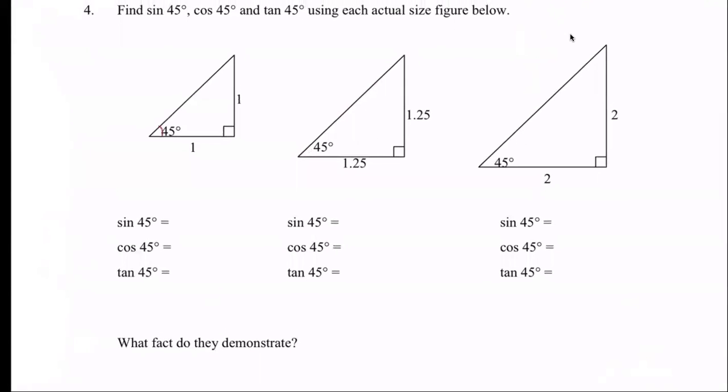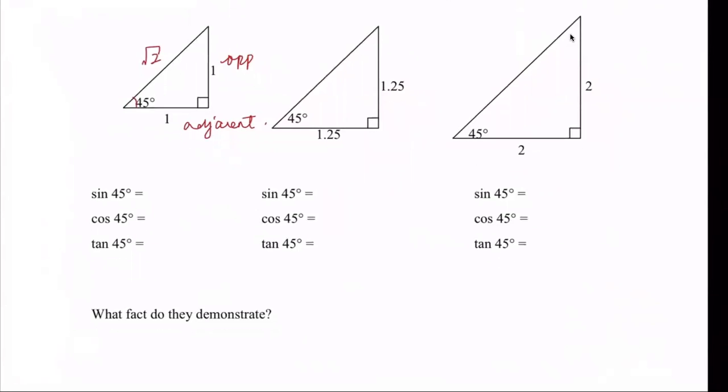And this one will be opposite side because this side is across from the reference angle, right? And this one will be adjacent side, right? And we know we can use the Pythagorean theorem to find the hypotenuse. So the hypotenuse will be 1 squared plus 1 squared under the square root, which is square root of 2.